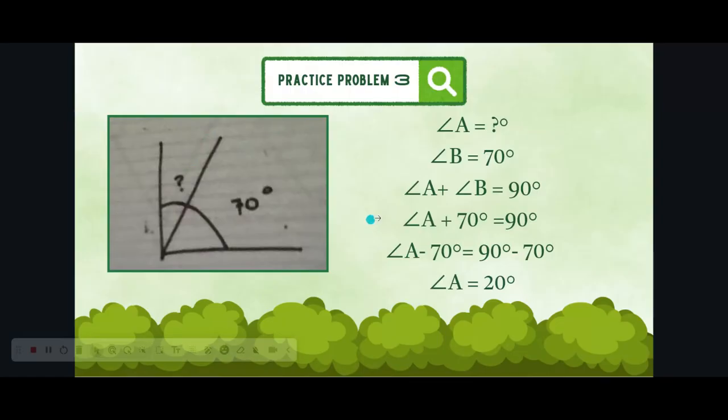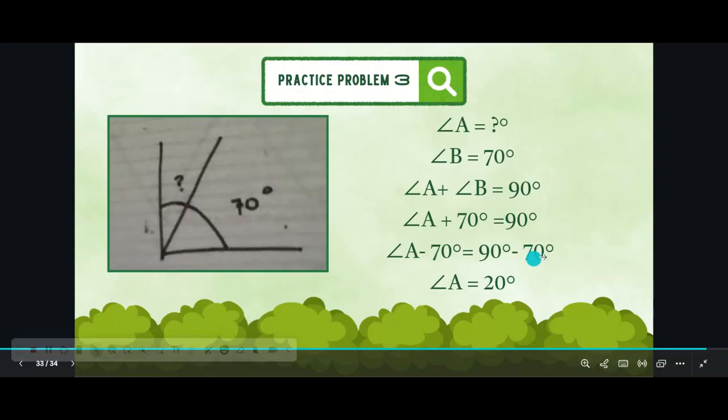Now we know the problem stated that angle A plus angle B is 90 degrees because it said it was complementary. We can substitute angle B's value into the equation and say that angle A plus 70 degrees equals 90 degrees. So subtracting 70 degrees from both sides, we found that angle A minus 70 degrees equals 90 degrees minus 70 degrees. Angle A equals 20 degrees.